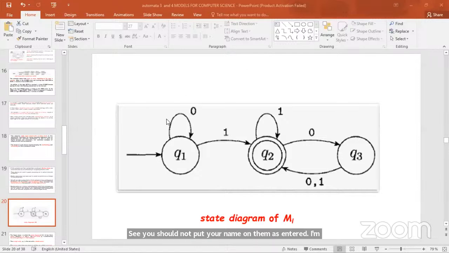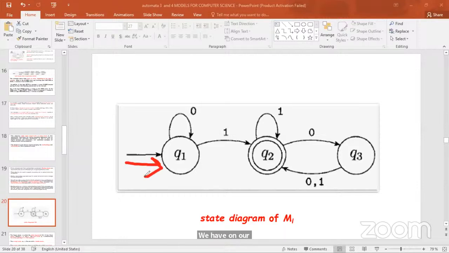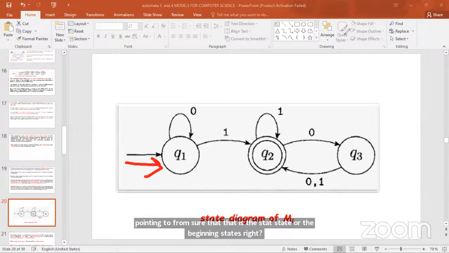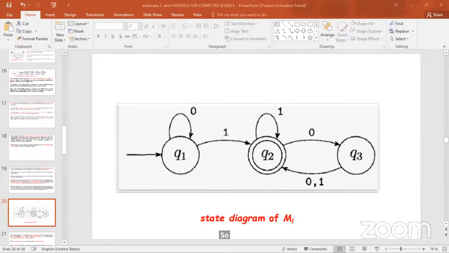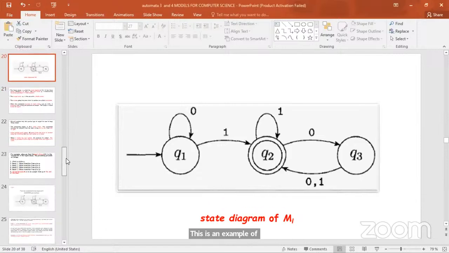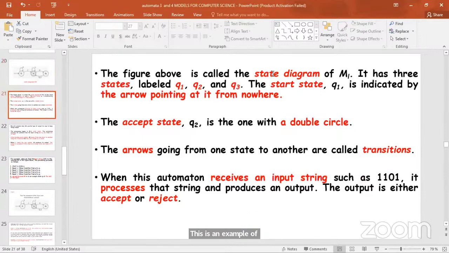All right, going forward. So this is an example of an automaton, right? So you see that we said initially that we have an initial state as a state that you meet in the automaton, and we have an arrow pointing from nowhere to that state. So this is the arrow. So any state that an arrow is pointing to from nowhere shows that that is the start state or the beginning state, right? So this is an example of an automaton.